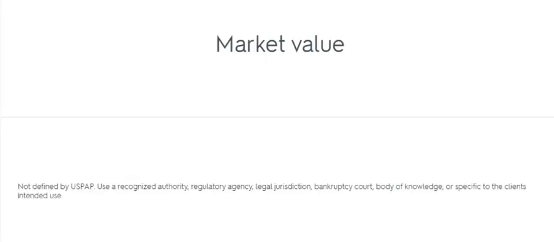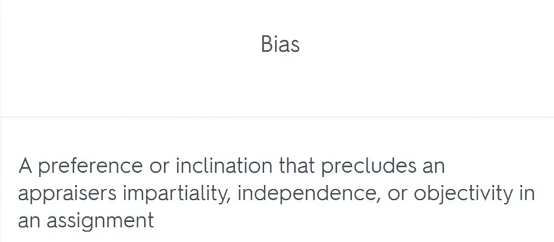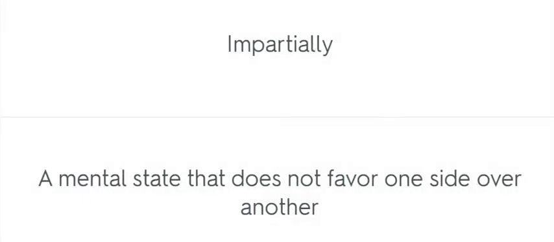Market value: not defined by USPAP, but by the recognized authority, regulatory agency, legal jurisdiction, bankruptcy court, body of knowledge, or specific to the client's intended use. Bias: a preference or inclination that precludes an appraiser's impartiality, independence, or objectivity in an assignment. Impartially: a mental state that does not favor one side over another.